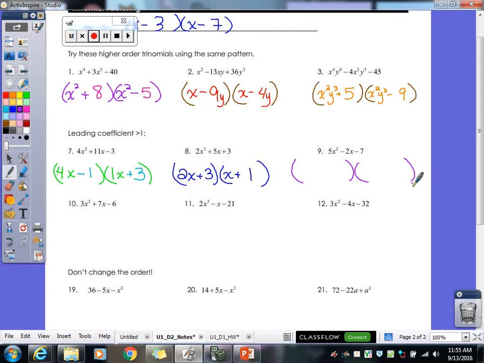So 9, do I have many choices for 5x squared? No, that's good. So it's going to be 5x and 1x. My signs are different. One's positive, one's negative. Again, I don't have many choices for a 7. It's 1 times 7.